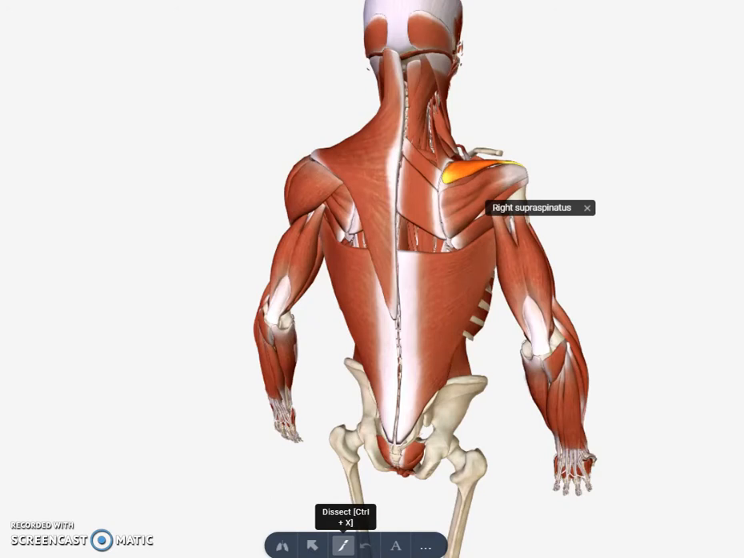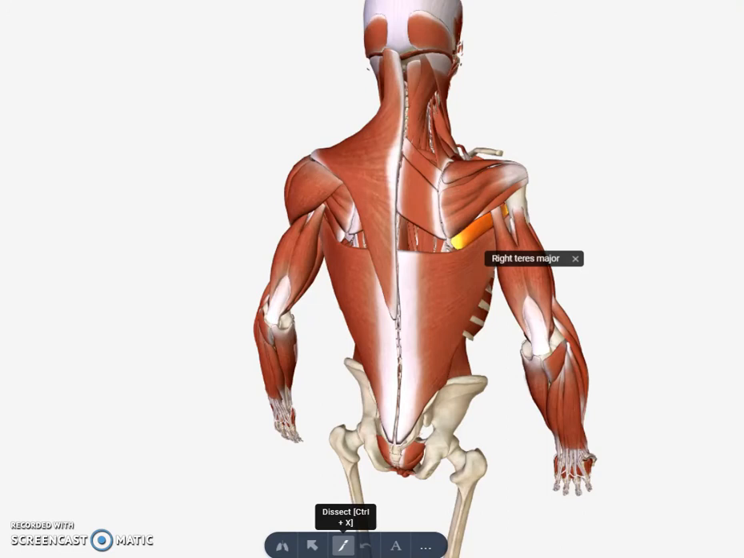This is the supraspinatus. It abducts the arm at the shoulder. The origin is the supraspinous fossa, and the insertion is the humerus. This is the infraspinatus. It laterally rotates the humerus. The origin is the infraspinous fossa, and the insertion is the humerus.